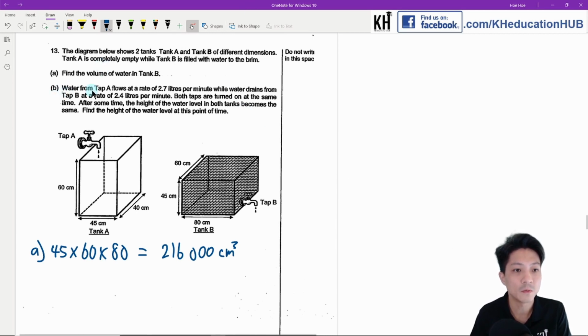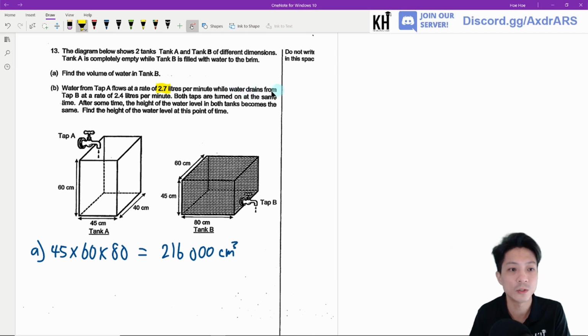Okay, for part B, water from tap A flows at a rate of 2.7 liters per minute, while water drains from tap B at a rate of 2.4 liters per minute. Both taps are turned on at the same time. After some time, the height of water level in both tanks becomes the same. Find the height of the water level at this point of time.